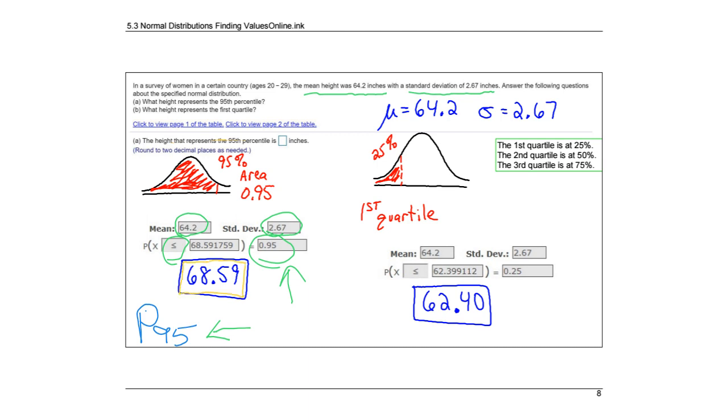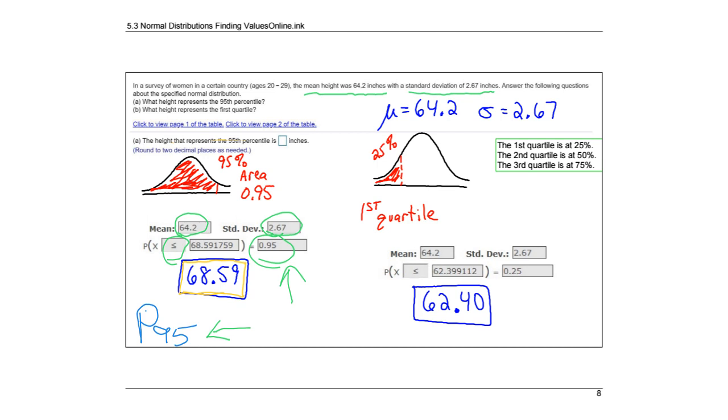So this score, let's see, this is height. So with this 68.59, if a woman came in at that height, what would happen is she is taller than 95% of the other women. Okay, let's look at the other one.